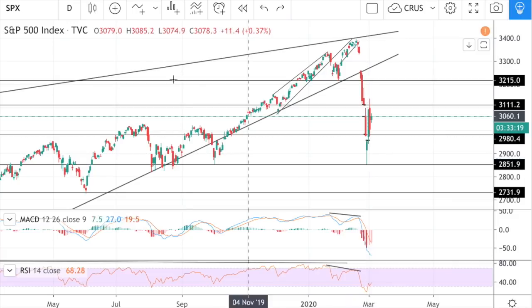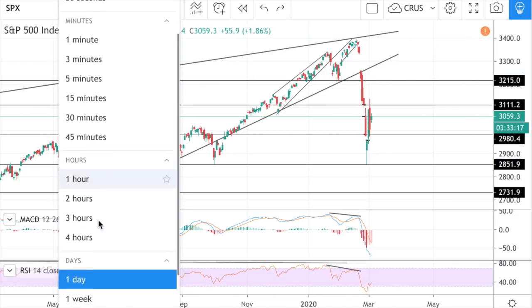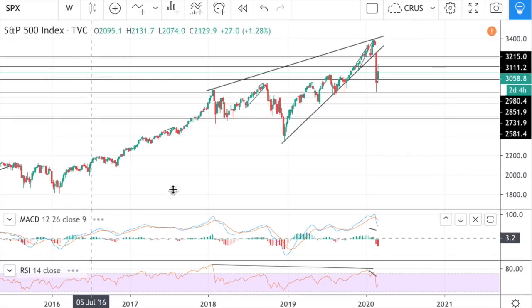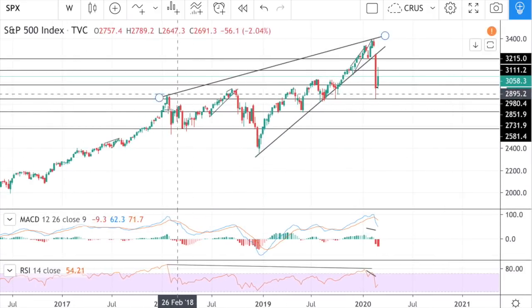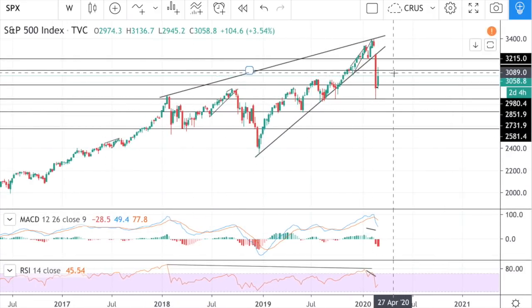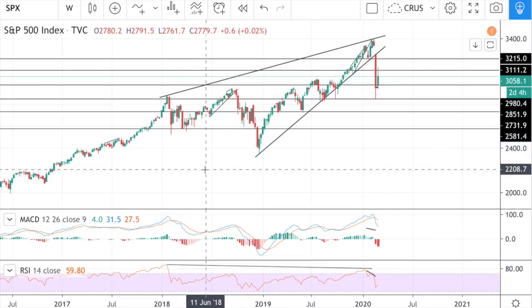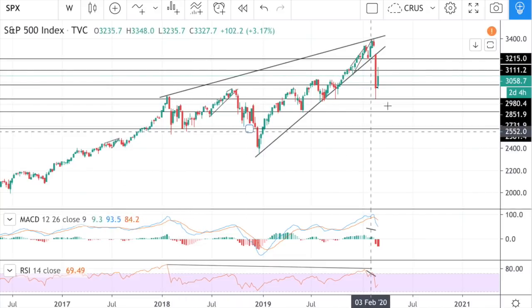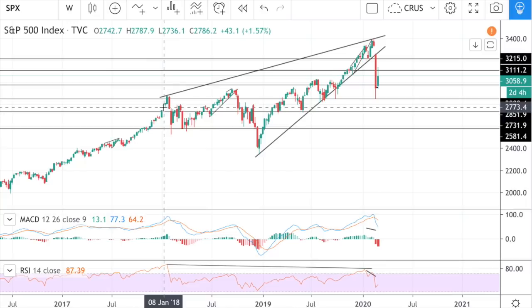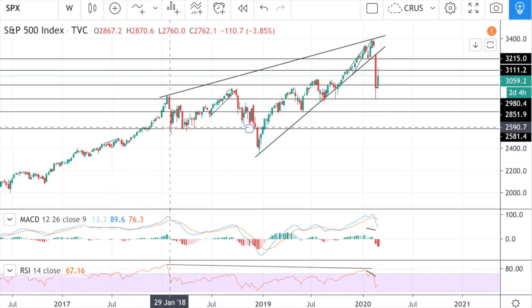So let me jump on to the weekly chart right here and show you exactly what I'm talking about. And here I wanted to highlight a wedge pattern that we see on the weekly chart. This is one huge wedge pattern that's been in development since the beginning of 2018.